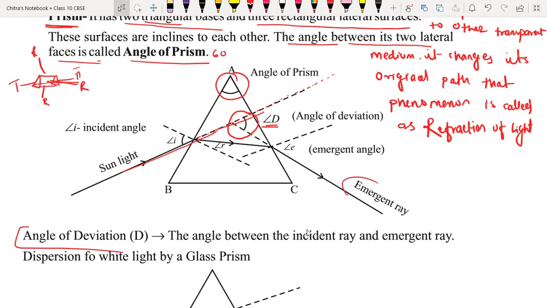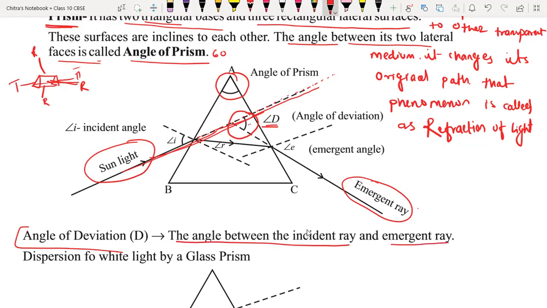This is the emerging light ray, and this is the incident light ray. The angle formed between the incident ray and the emerging ray is called the angle of deviation. Understood, everyone? Yes, sir. The angle between the incident ray and emergent ray is called the angle of deviation, and it depends on the material.